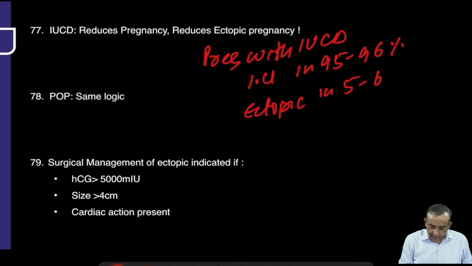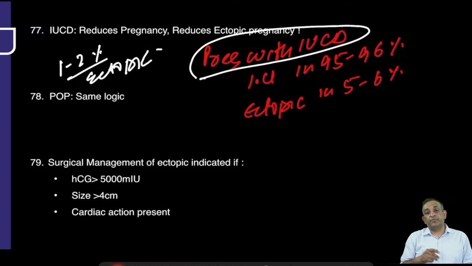Otherwise, what is the incidence of ectopic? In normal women who conceive, 1% to 2% is the incidence of ectopic pregnancy. Those who get pregnant with an IUCD in situ, the chance of an ectopic is 5% to 6%. But first of all, they'll not conceive with an IUCD.